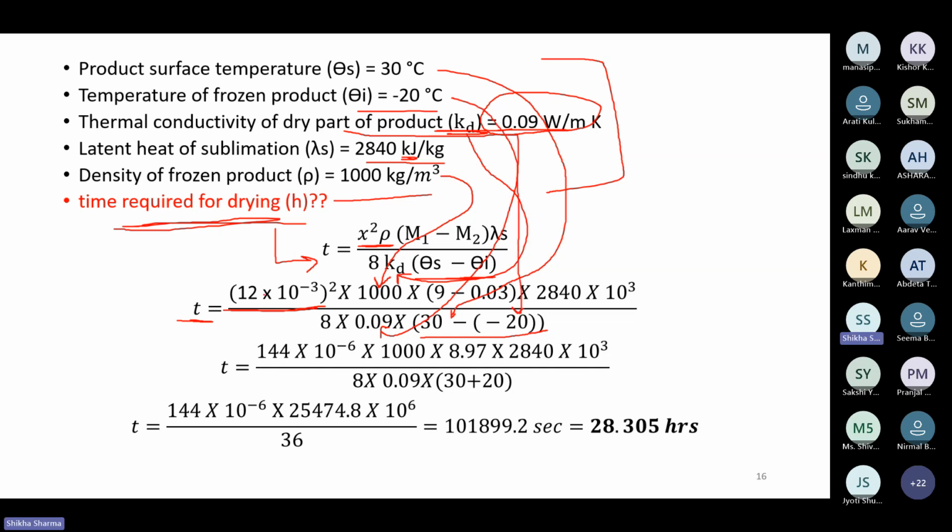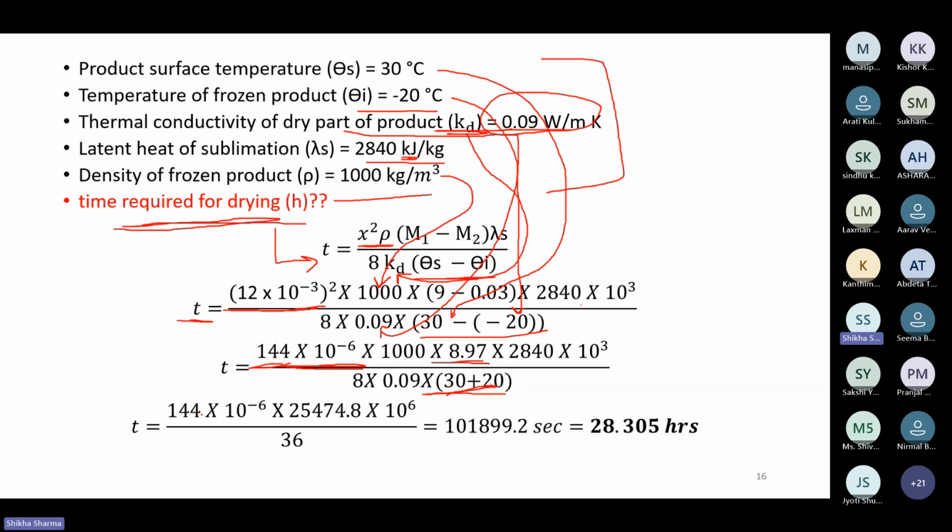20. So (12 into 10 to the power minus 3) square, which is 144 into 10 to the power minus 6, into 1000 into (9 minus 0.03), which is 8.97, into 2840 into 10 to the power 3, divide by 8 into 0.09 into 30 minus minus plus. So it is 30 plus 20.